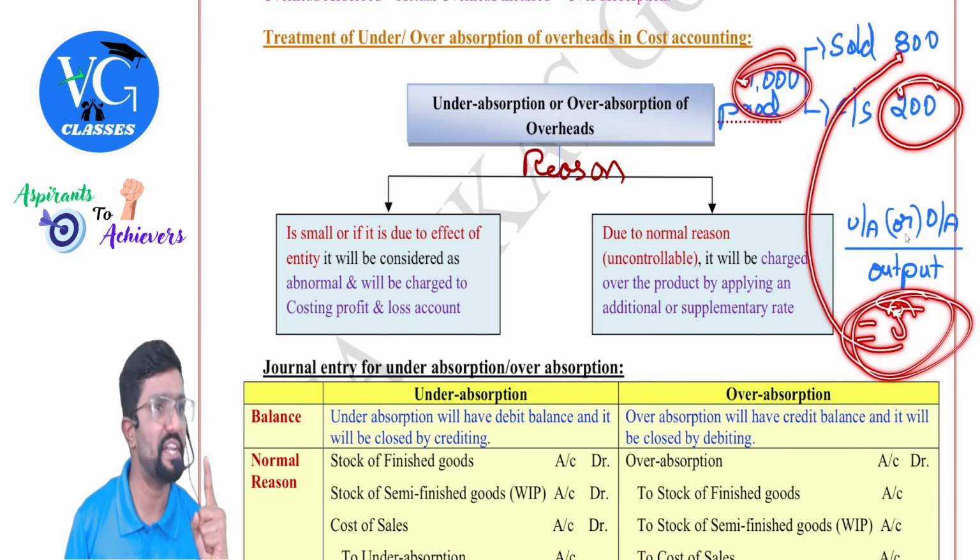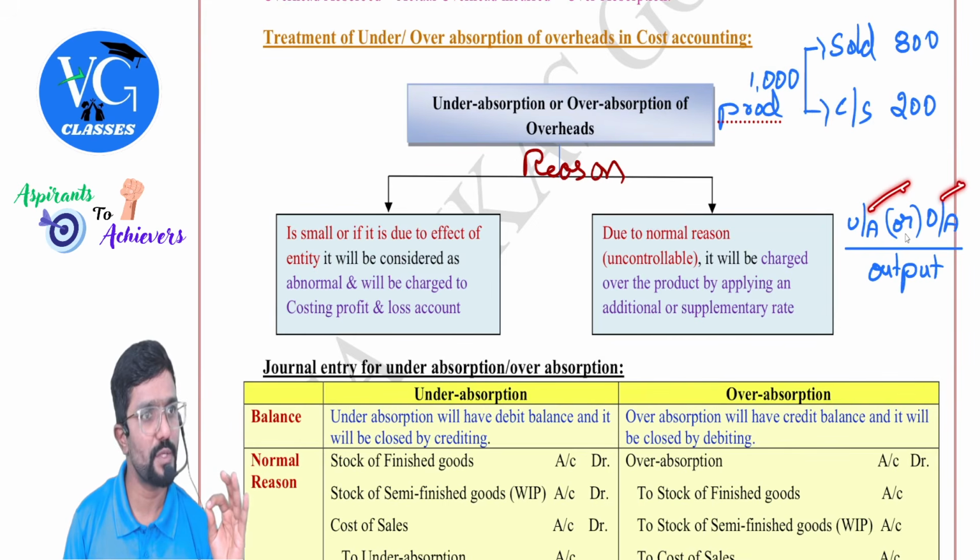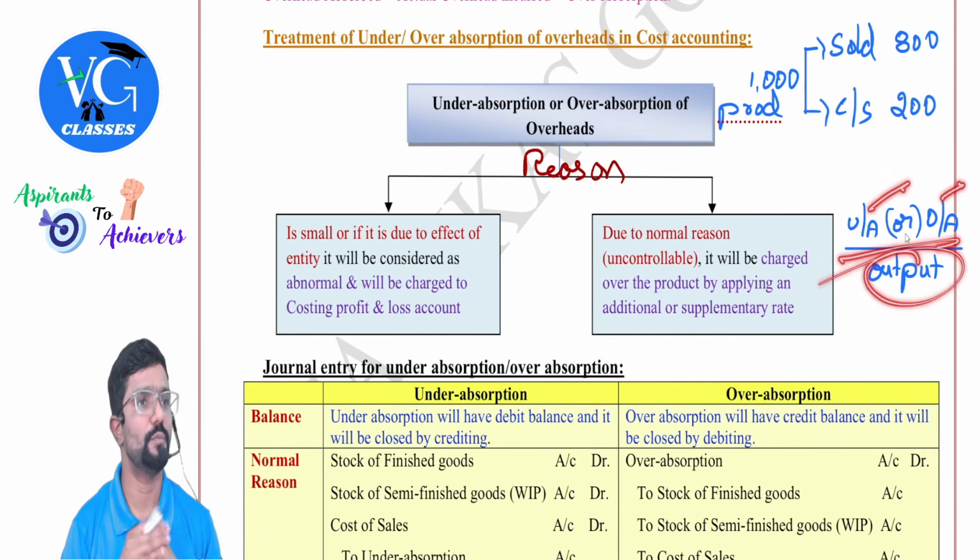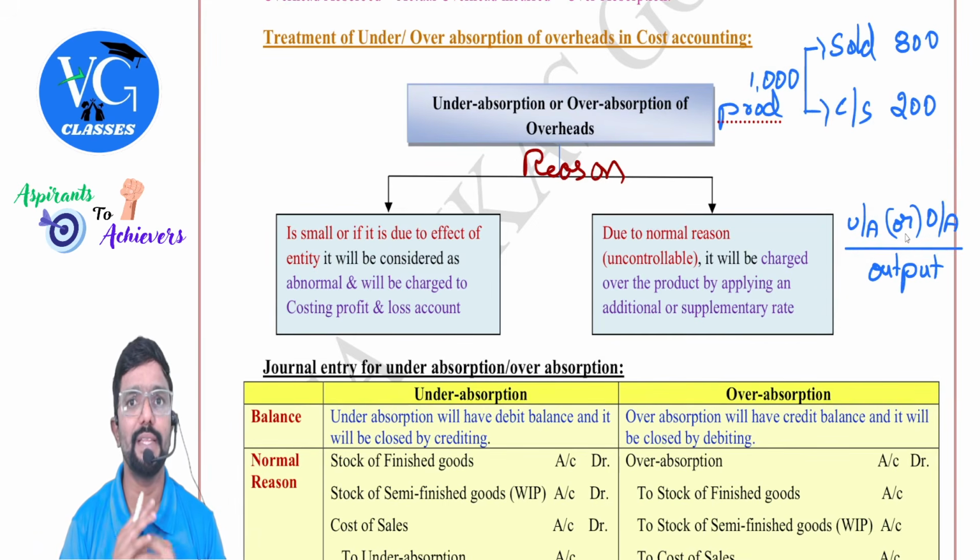How did I get this 5? 5 is called supplementary rate. How did I get it? Simple. Amount of under absorption or over absorption divided by the output. Sir, what is the treatment of it?